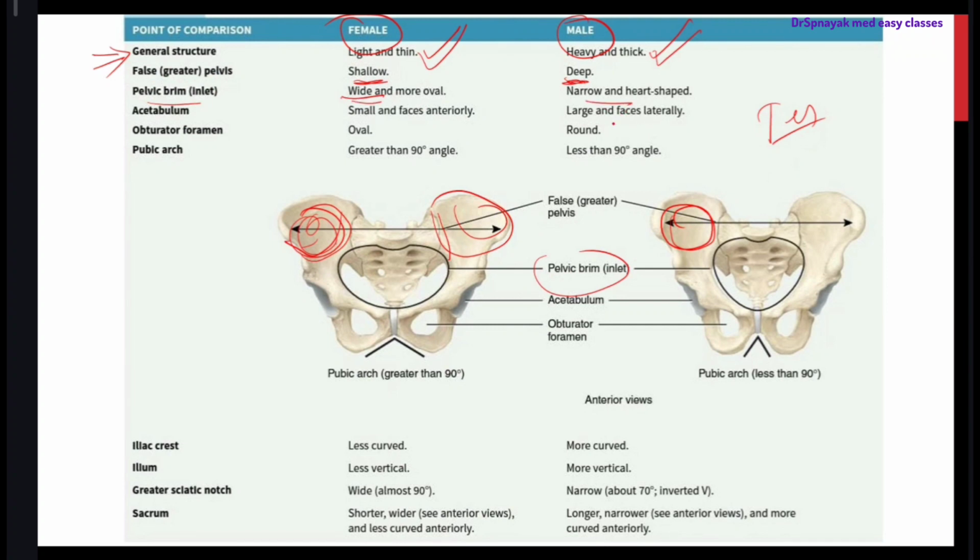In females it is wide, and in males it is narrow. Why? Because here in females we have the uterus, the vagina and so on. Due to the presence of female reproductive organs, this pelvic girdle has more space than in males.